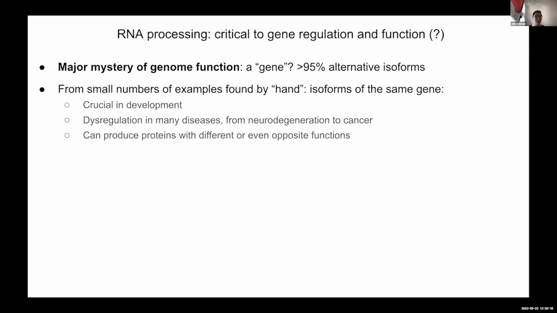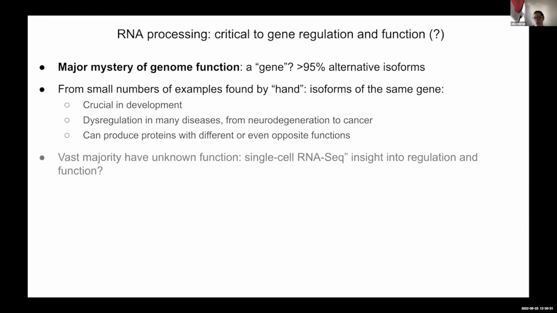As a snapshot of perhaps why, although I think this is an incomplete reason, we know that the same gene can make different isoforms that produce proteins that have different functions, and sometimes opposite functions. While some genes have been studied by hand, which allows me to make these claims about their function in development and disease, the overwhelming majority of genes in the human genome have isoforms of unknown function.